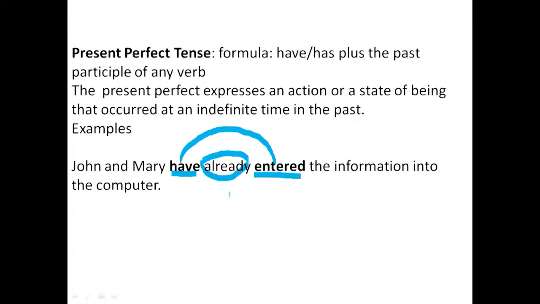It took place in the past. It ended there. But the fact that the action took place can be visible even as we speak. If that is the case, the tense to use will be the present perfect tense. Something happened in the past, it ended there, but the fact that it took place has relevance even now.